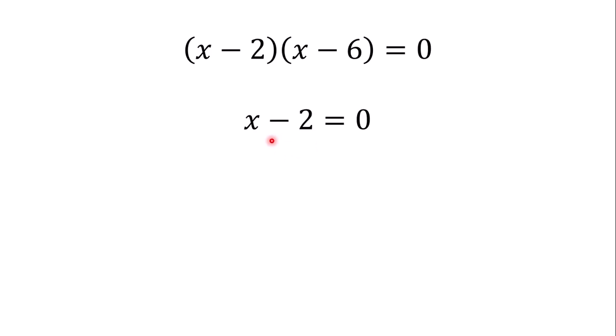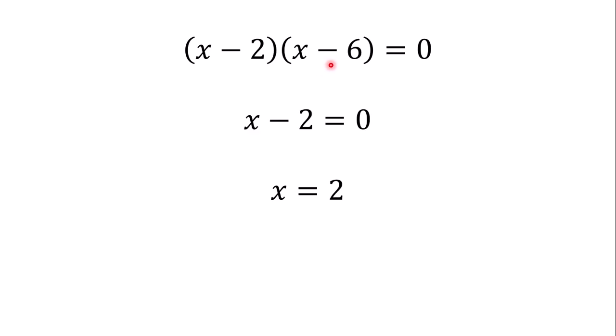Now what is the answer? x minus 2 is equal to 0. So x is equal to 2. So the first value of x from the equation is what? This 2 here. That is the positive 2. Okay, that's the first value of x from the equation.